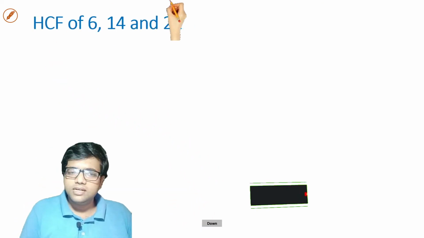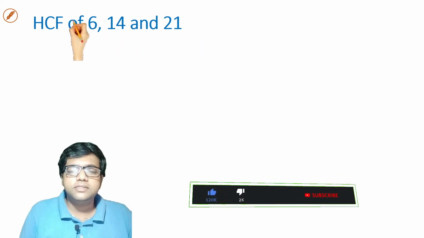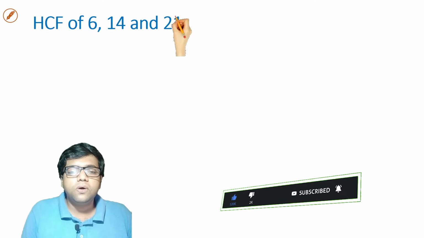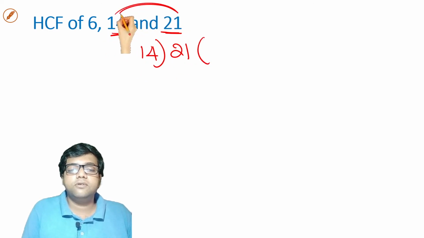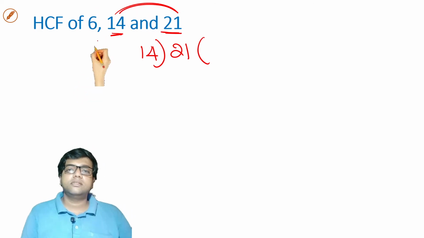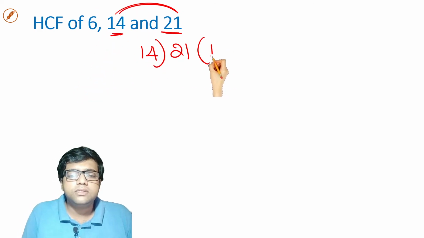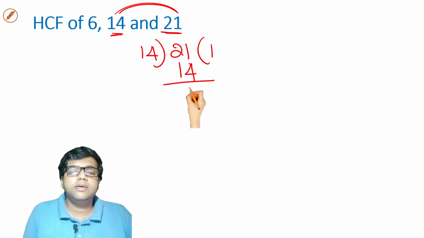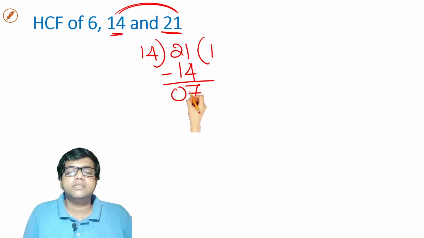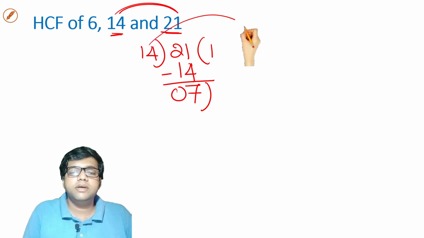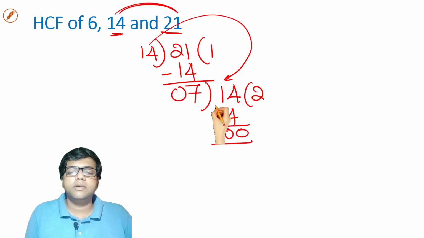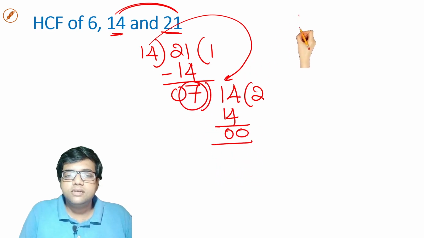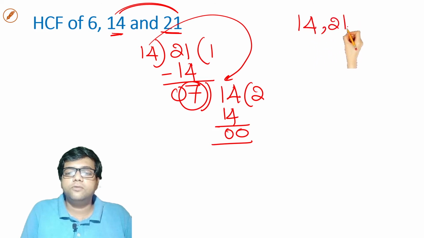Right? Let's move ahead. HCF of 6, 14 and 21. So you got three numbers here. The larger one is 21, and the next smaller number is 14. Let's find the HCF for these two numbers. After finding that, we will find it for the third number as well. So how to do this? 14 ones are 14, so you will be left with 7. Take that 7 as the divisor. Make this divisor into the dividend. So you will get 7 twos are 14, and you will get the remainder 0. So 7 is the highest common factor for 14 and 21.